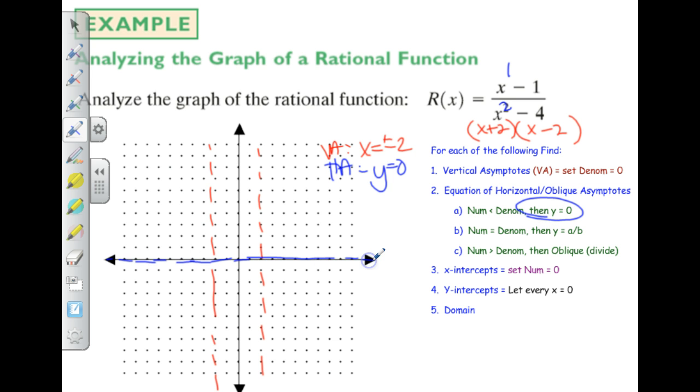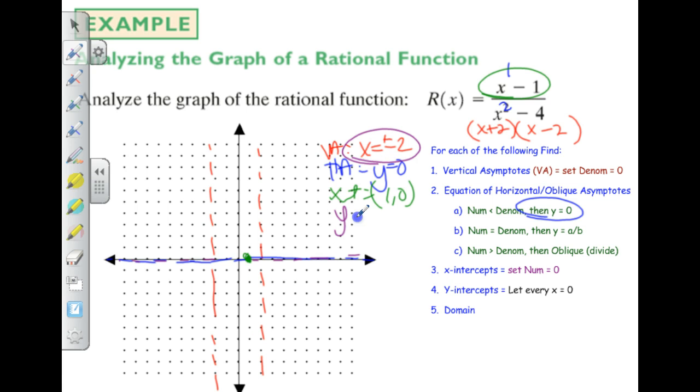To find the x-intercepts, I set the numerator equal to 0. So looking up here, when does x minus 1 equal 0? And that's when x equals 1. I'll plot that point. Looks like I'm going to cross the horizontal asymptote, which I can. I call the horizontal asymptote mom. And you can cross mom as long as you have a reason. She's full of love, mercy, tender, and grace. She'll forgive you, but just don't cross dad. That's the x equals.